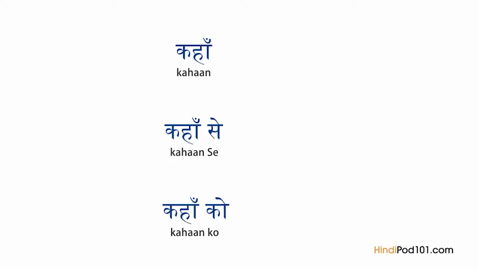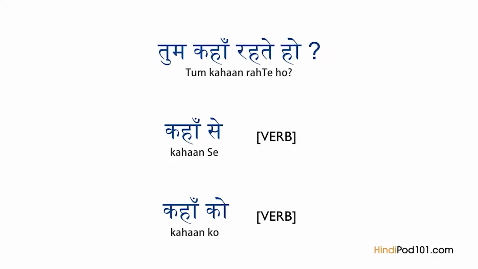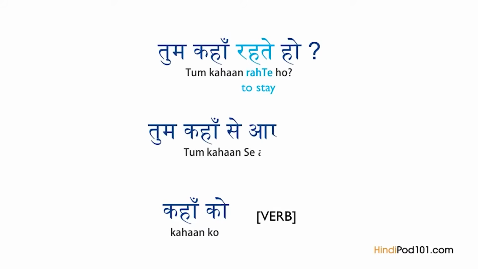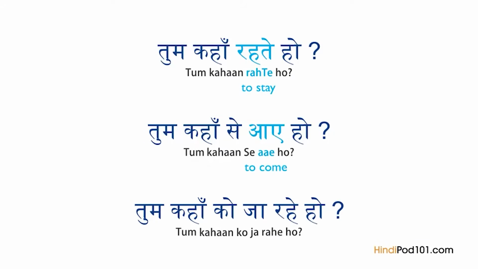The grammatical rule for kahan, kahan se, or kahan ko remains the same. They all have to be followed by a verb. तुम कहाँ रहते हो? Here the verb is रहते, to stay. तुम कहाँ से आए हो? Here the verb is आए, to come. तुम कहाँ को जा रहे हो? Here the verb is जा रहे, to go. Now it's time for Prerna's points.